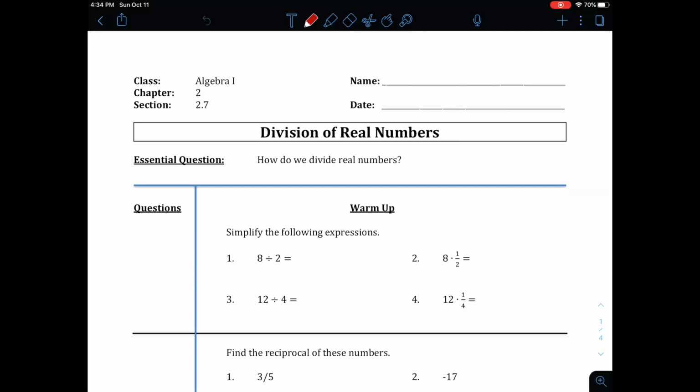We are doing 2.7 today, which is division of real numbers. Our essential question is, how do we divide real numbers? So we have a warm-up here, and why don't you guys go ahead and give the warm-up a try, and then we'll go over it in a second.